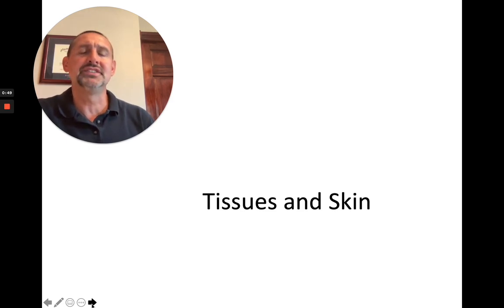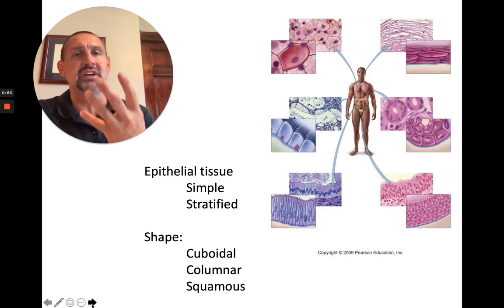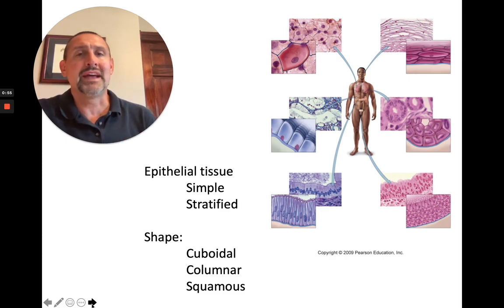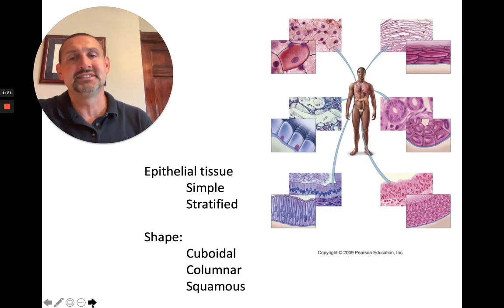Let's look at some of the tissues that make up the human body. There's four major tissue types. The first that we'll look at is epithelial tissue. Epithelial tissue covers and lines. It covers body surfaces, it lines body cavities.